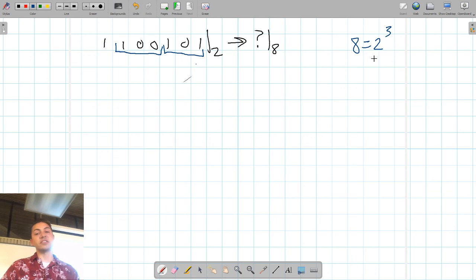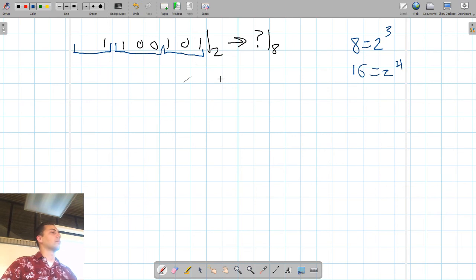If I wanted to go to 16, 16 is 2 to the 4. So I would grab groups of 4. But we'll try that in a second. And I have to take groups of 3 starting at the right, or at the radix point. There's an implied point there that says anything to the right of this is fractional numbers. We haven't talked about fractional numbers yet. That's our next topic. But we start at the right.